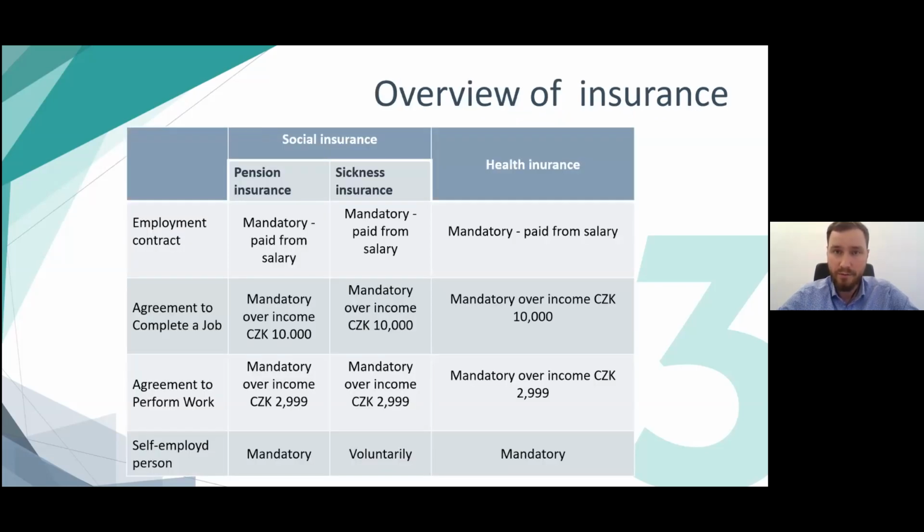There's another chart for you. There's an overview of insurance. I'm not going to go through the chart. Hopefully it is clear to everyone. If not, do not hesitate to contact me. I'll be happy to explain some more to you later.